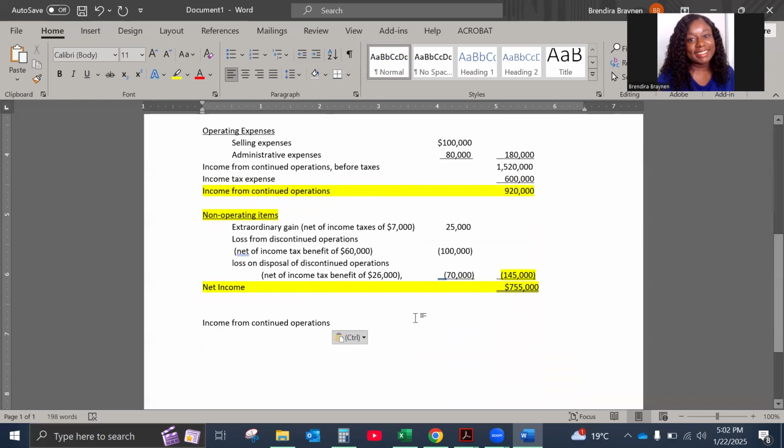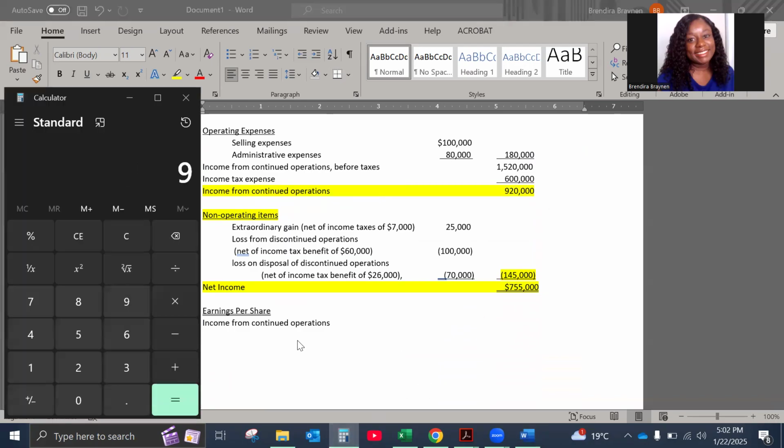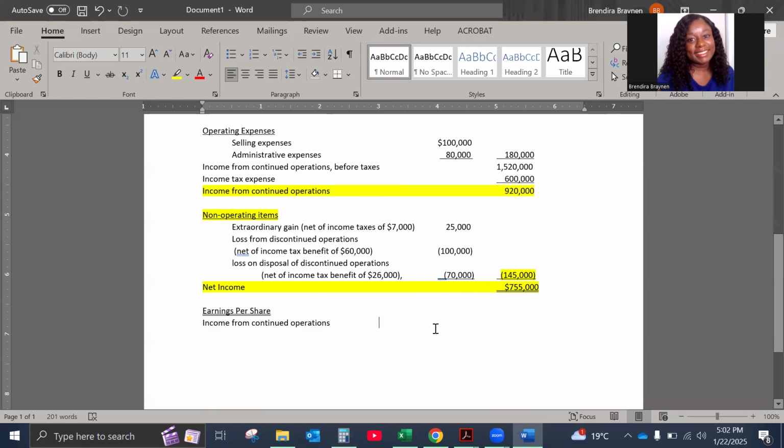My income from continued operations, if I want to do the earnings per share in detail, so earnings per share. If I wanted to do that in detail, I would calculate my earnings per share by taking the 920,000 divided by 50,000, means that my income from continued operations per share is $18.40 per share. And so that's going to be my answer, $18.40.